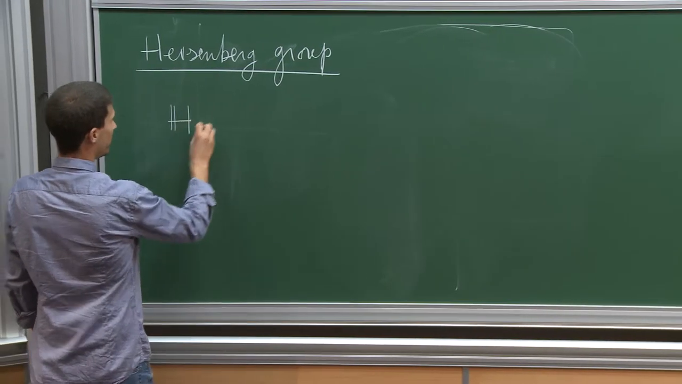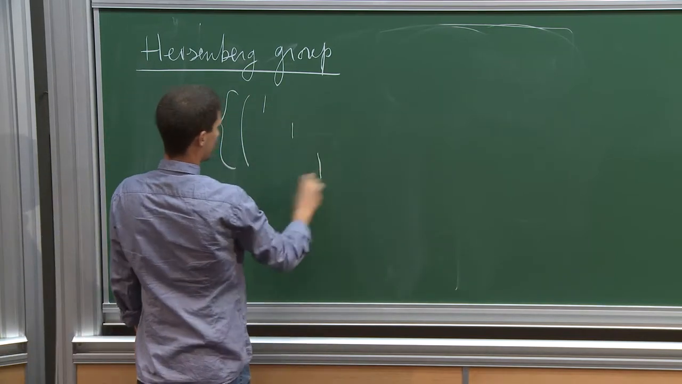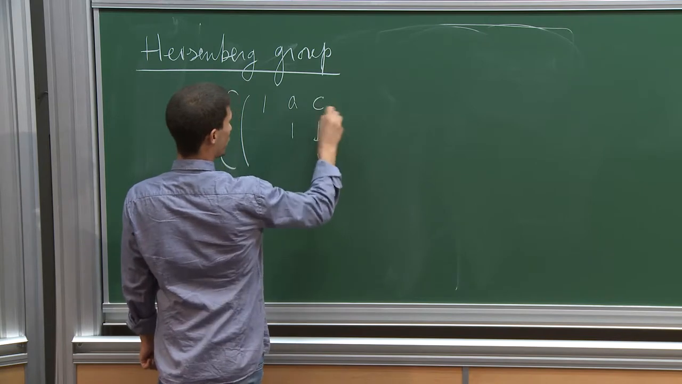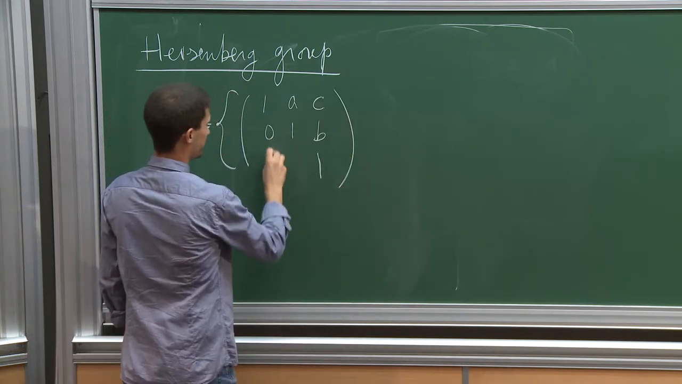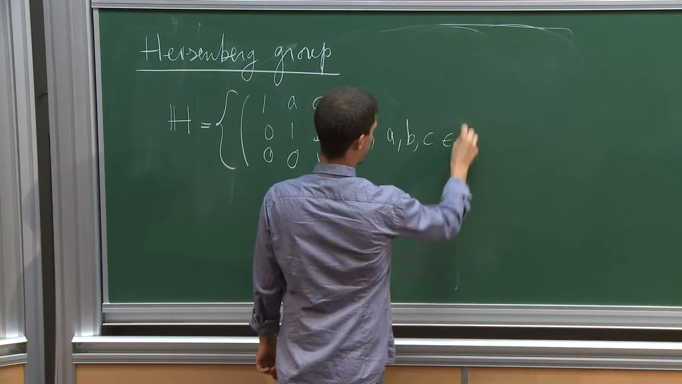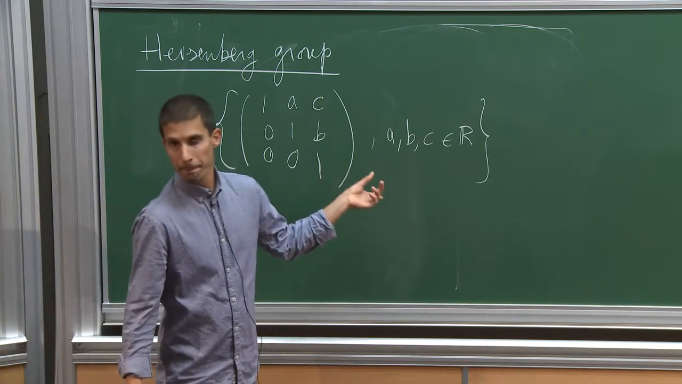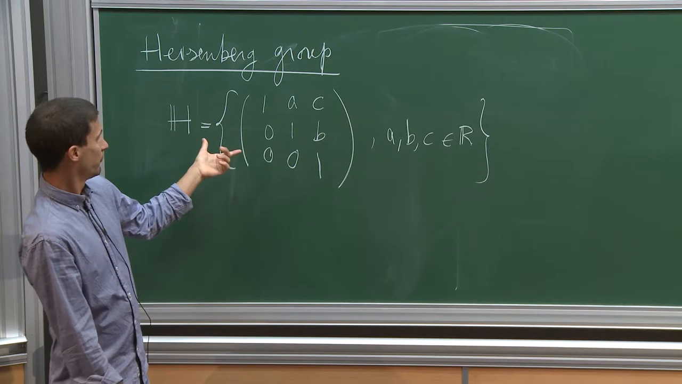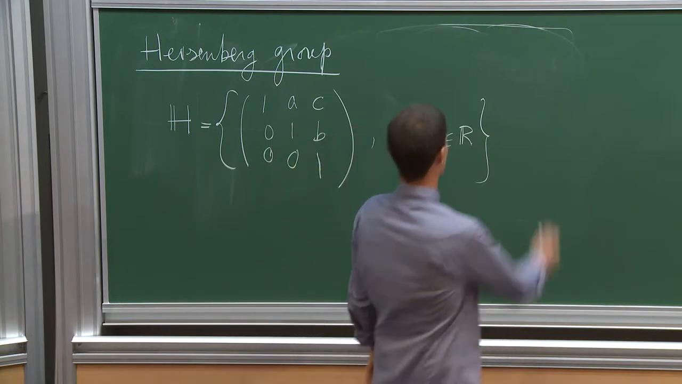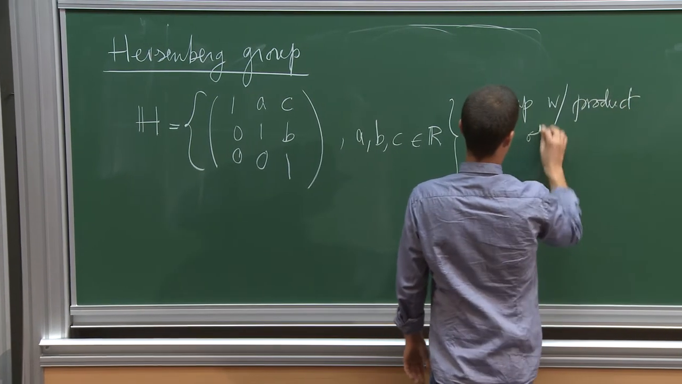I will call it H. It is a group of matrices. Nothing really deep to know to understand what this group is. It's the group of matrices which are triangular and have one over the diagonal. So the real Heisenberg group has real coefficients. This is of course a group in the sense that if you multiply two elements of this form, the product has still this form, so it's a group with respect to the product of matrices.